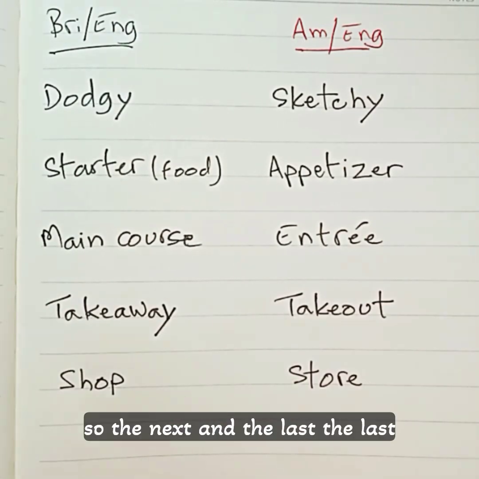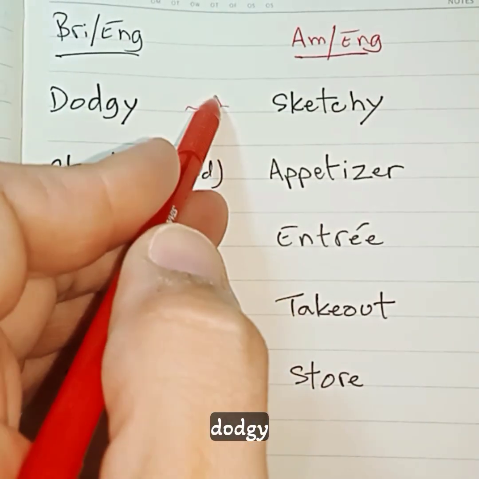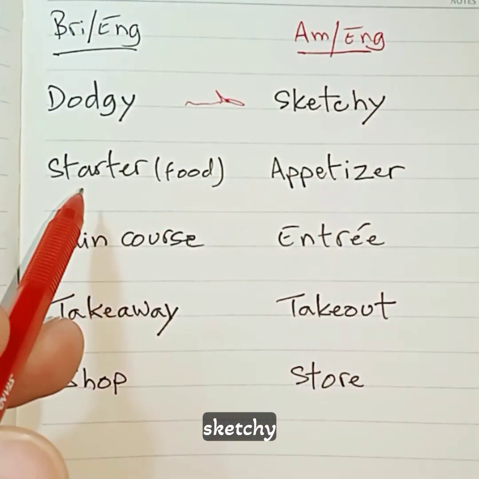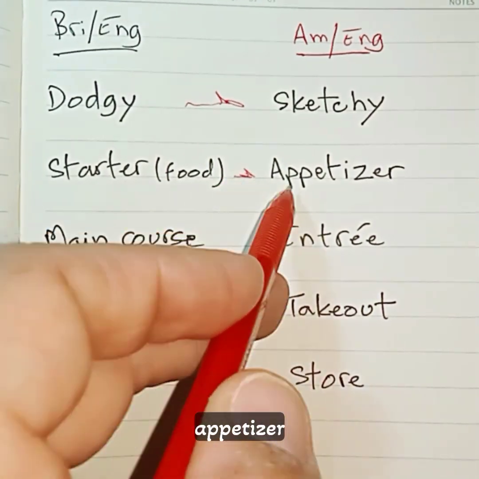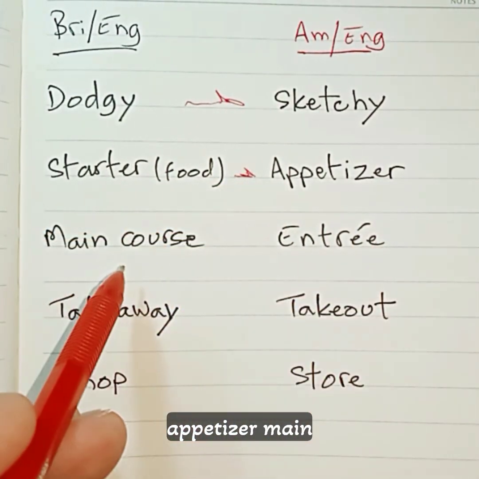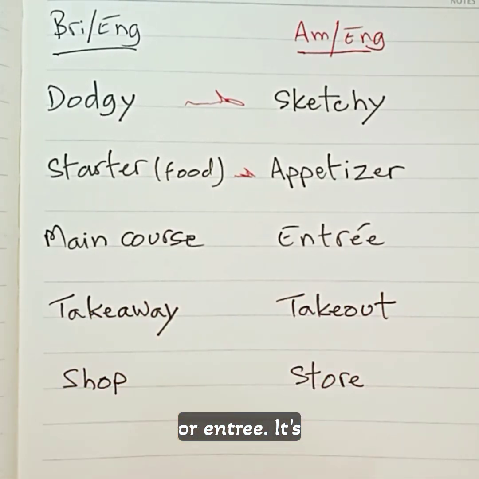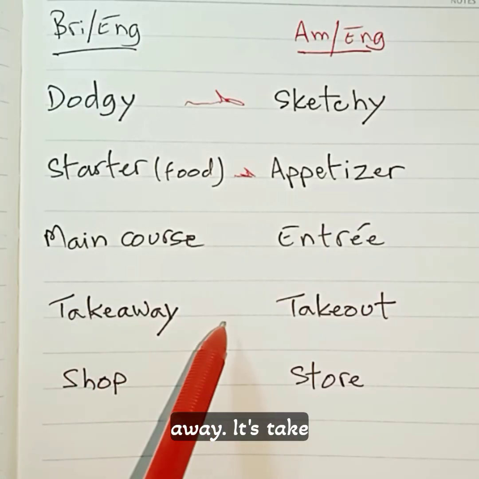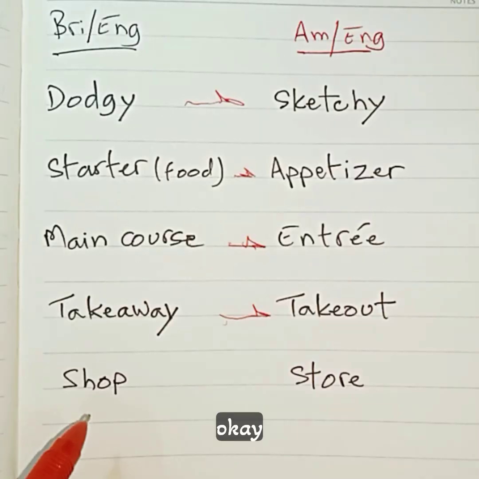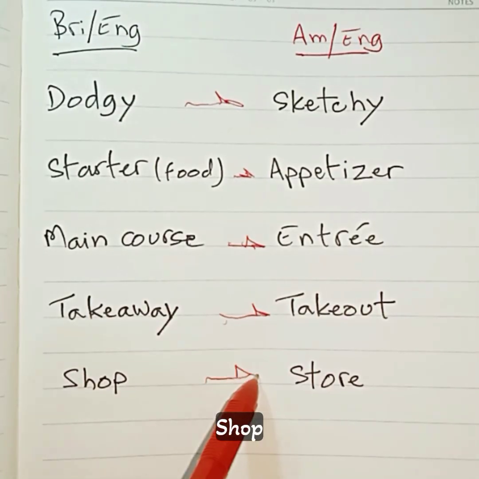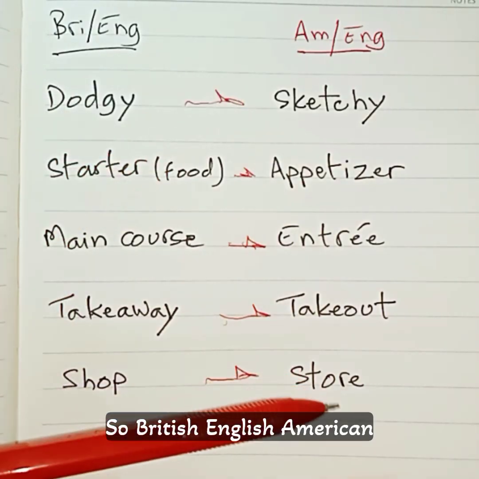So the next and the last list. Dodgy, sketchy. Starter, when we talk about the food, okay? It's appetizer. Main course, entrée. It's a French word. Takeaway, it's takeout. Okay? Shop, store in American English. So British English, American English.